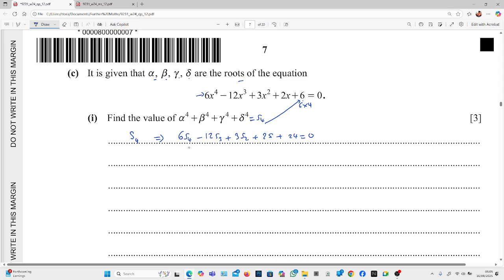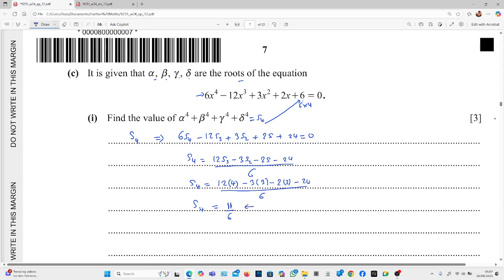Now from here we can rearrange this equation and make S4 the subject of the formula, which then becomes all of that. And so now what we just need to do is just substitute in the values. So 12, S3 was given as 4, minus 3 times S2 was given as 3, and then minus 2 times S1 was actually 2, and then minus 24, and all of that would be divided by 6. And we end up with 11 over 6, so that should be what is needed for this part of the question.